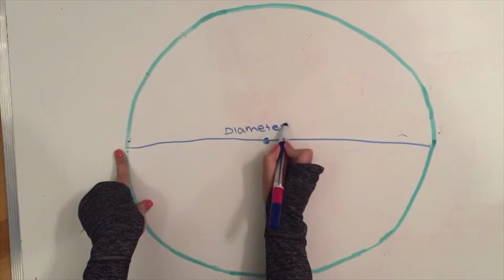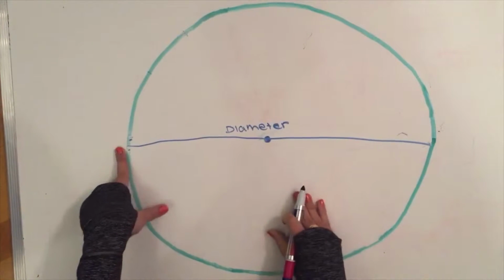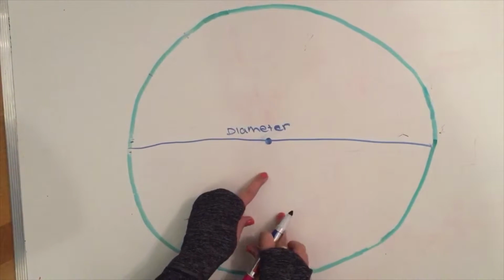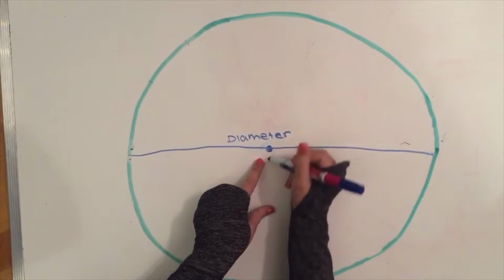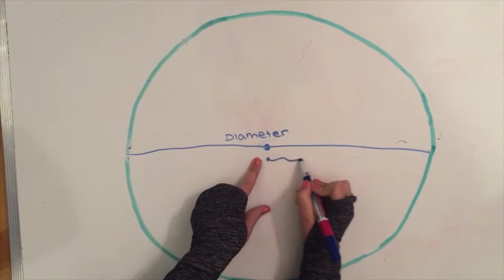Then we have the radius. The radius is basically half of the diameter, starting at the center and finishing at the edge.